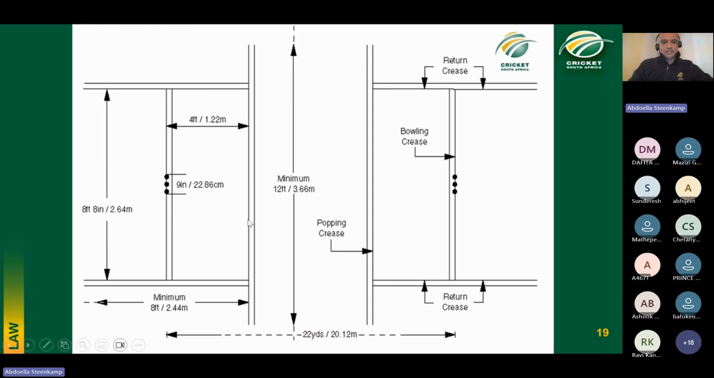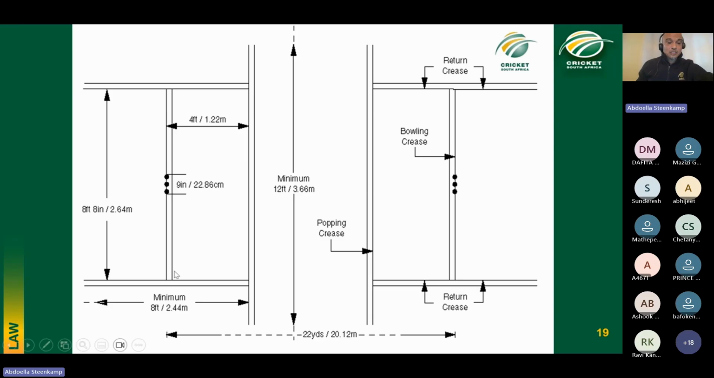Let's start with the popping crease. There is a minimum length for the popping crease, and that minimum length is 3.66 meters. Technically the popping crease can go right up until the boundary on the one side and till the boundary on the other side. But the laws tell us the minimum length for the popping crease is 3.66 meters.